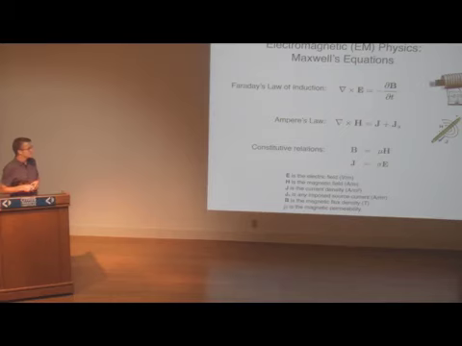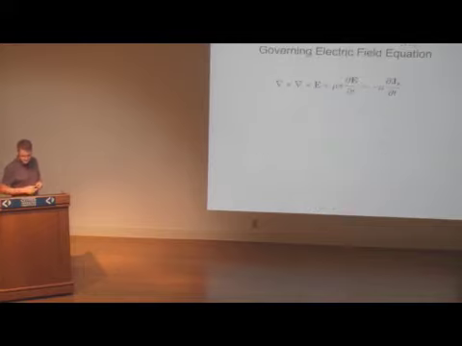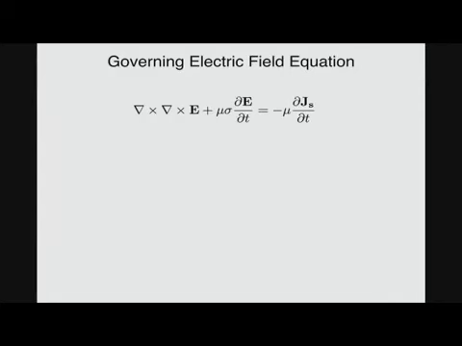So we can insert this term for the current density into this equation. We can take its time derivative and then substitute it in for B in this equation and insert one in the other. And you arrive at what's called the governing electric field equation for EM geophysics. This is for any sort of model, whether it's 1D, 2D, or 3D. This is the governing equation.